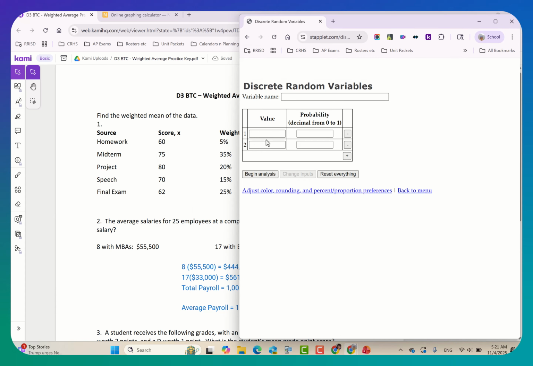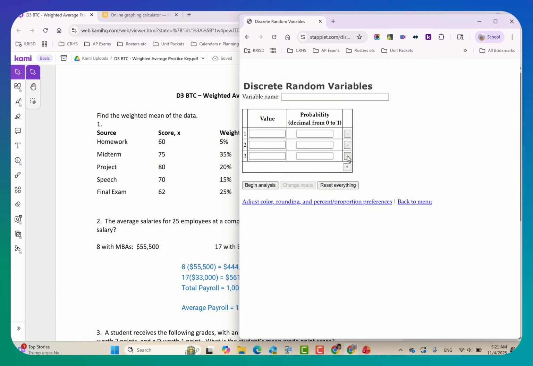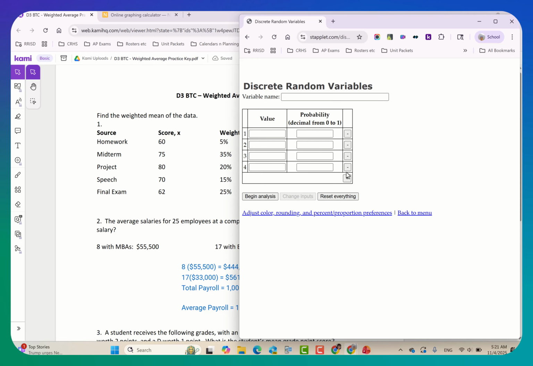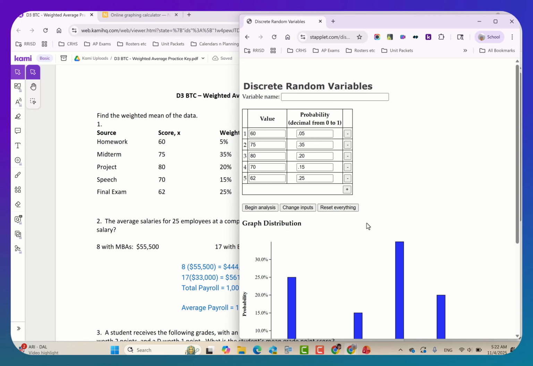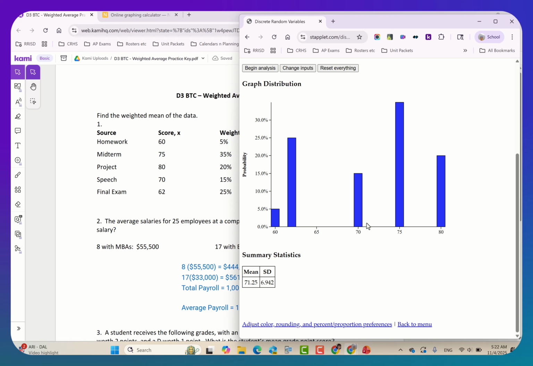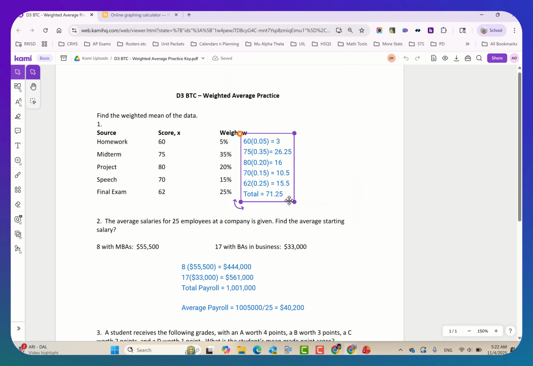All right, so we have a bunch of scores. Let me go ahead and add them in. I've got 5? So we have 60. You do need to change this to a decimal. You can't have it as a percent. All right, and you can begin your analysis. Scroll, and I get a mean of 71.25. And there it is. There's a mean of 71.25.